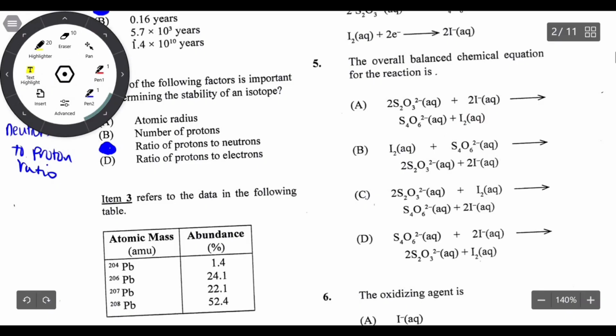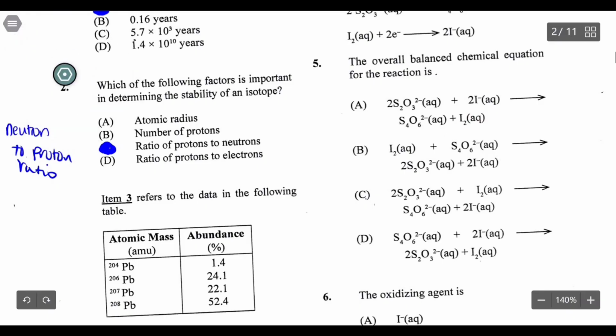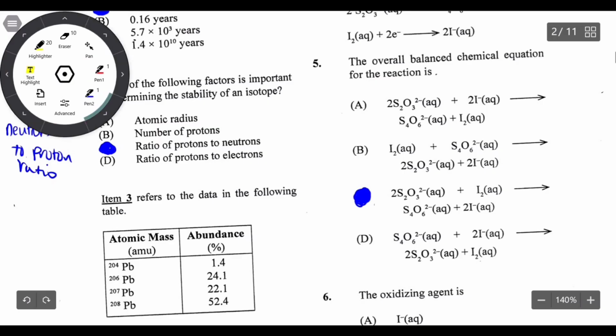Now looking, as I said previously, I hope you wrote down the equation. The one that resembles what we just worked out is C. And that should be good for you.